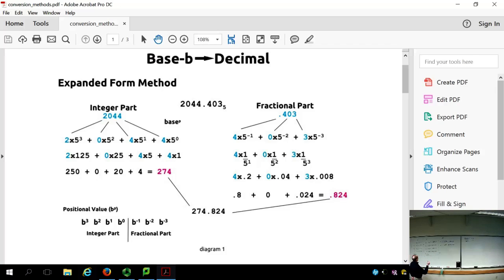So 3 is 3 times 5 to the second. Does everyone get the process here, basically? What we're doing? Does this make sense? This is the expanded form. Okay? So this may be because the book explains it poorly. No, it's because I do.